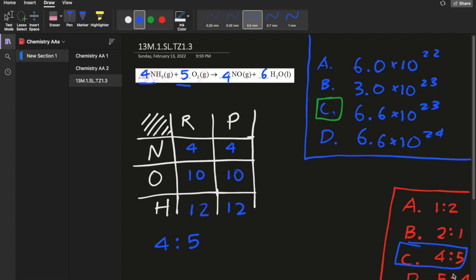Now don't get confused with D because they tricked you here and they swapped the oxygen for the ammonia. Remember, it is the ammonia to oxygen, so you have to write it in this order.